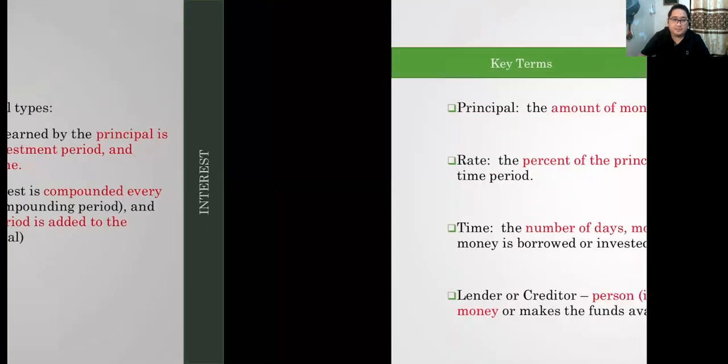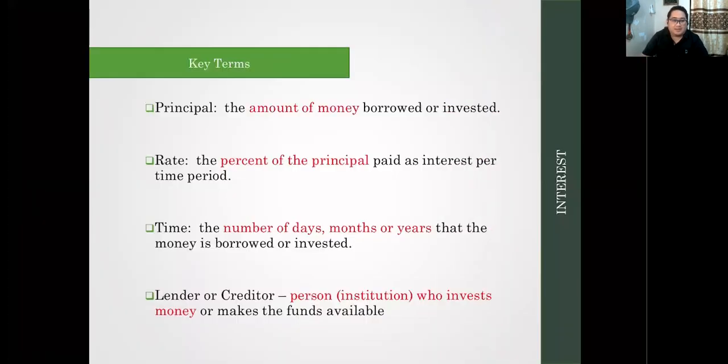Okay? And then, ito lang ilan sa mga key terms na pwede natin ma-encounter when talking about interest. So, yung first one is yung principal, which means yung amount ng money na pinahiram o hiniram ng tao, no? Then rate is yung percent of the principal. So, kung ilang percentage nung perang binigay yung kailangan bayaran on a given period, no? Then time is yung duration. O number of days, months, or year.